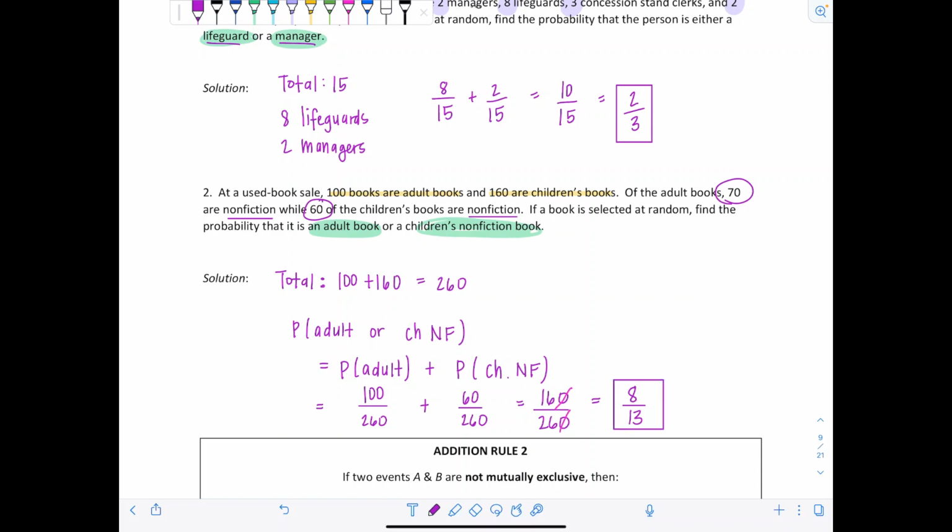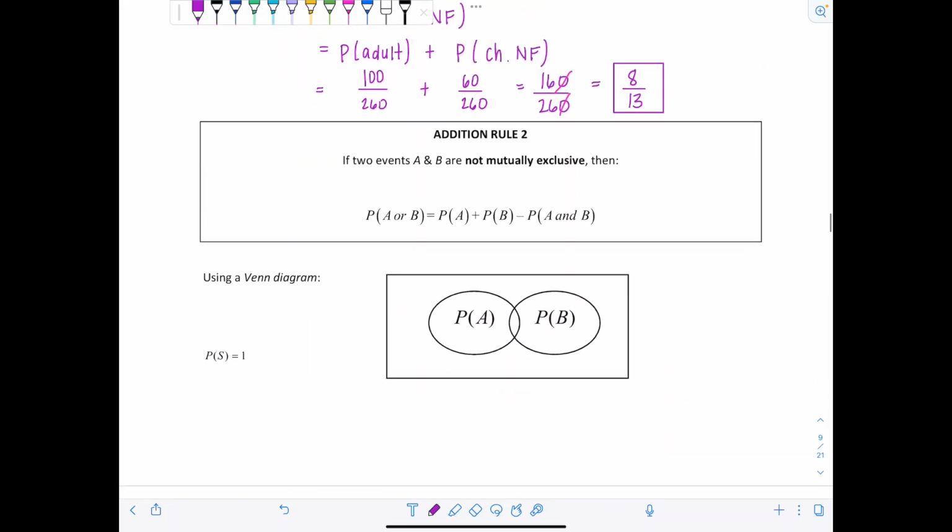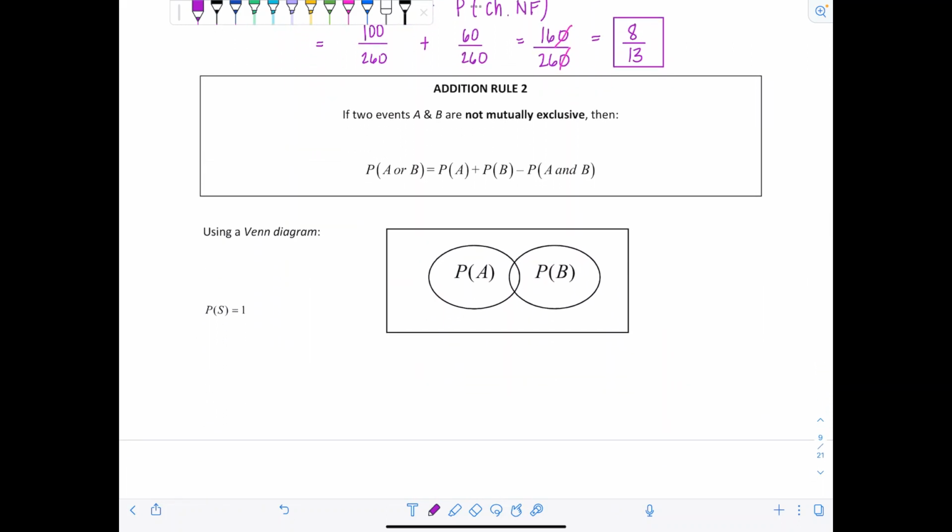Now, you might be wondering, what if the events are not mutually exclusive? Well, then we have to be careful that we don't count that overlap twice. So when you have events that are not mutually exclusive, meaning they can happen at the same time, then the probability of A or B is still the probability of A plus the probability of B, but then you subtract the probability of A and B. Watch, using the Venn diagram.